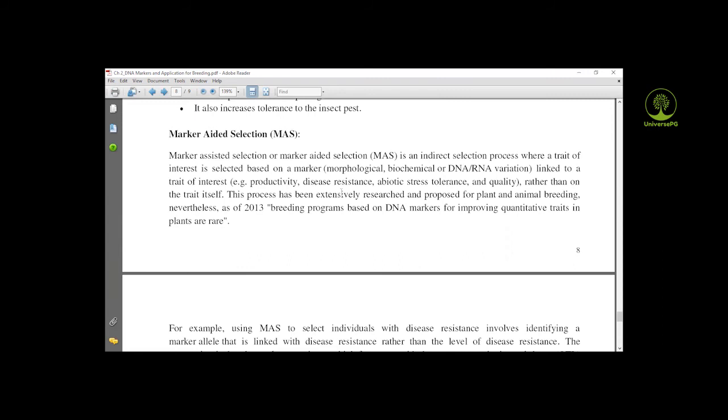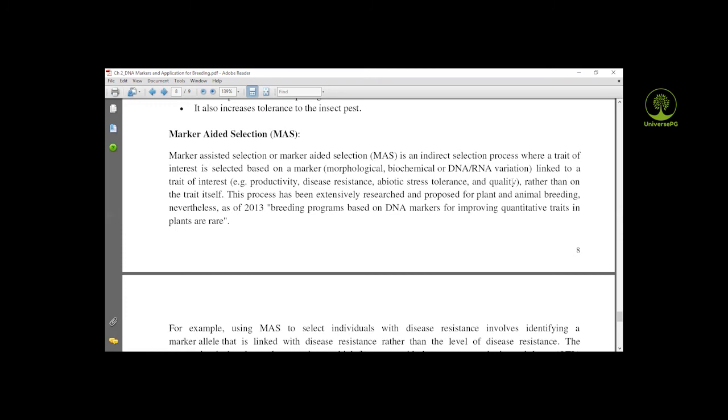The last topic of our lecture today is marker aided selection, shortly MAS. What is marker aided selection? Marker aided or marker assisted selection is an indirect selection process where a trait of interest is selected based on a marker, morphological, biochemical or DNA or RNA variation linked to a trait of interest rather than the trait itself. This process has been extensively researched and proposed for plant and animal breeding.